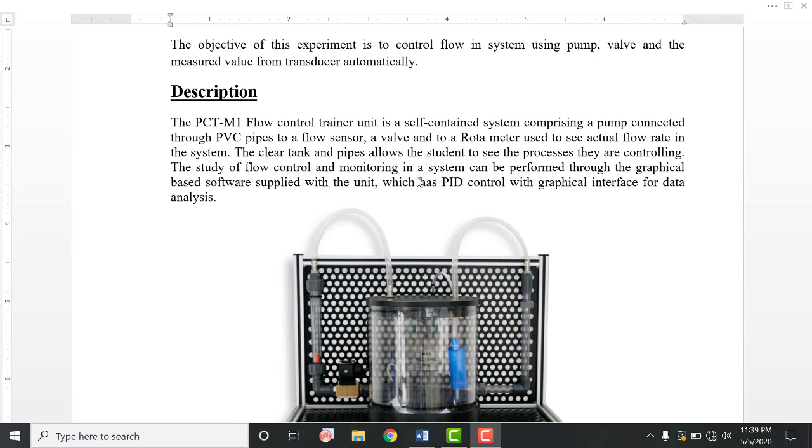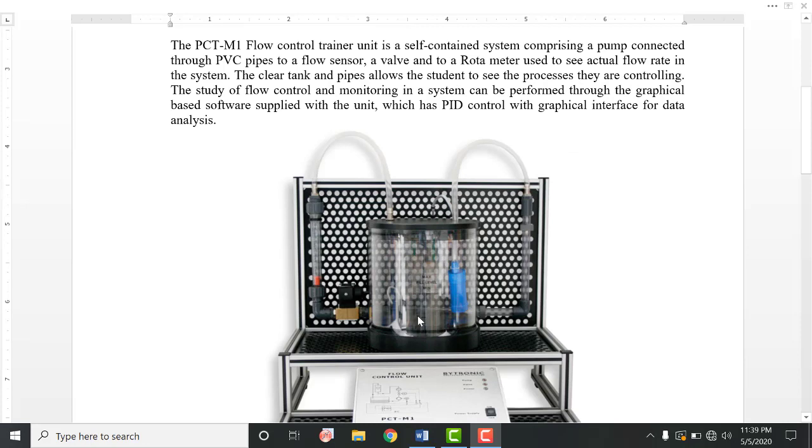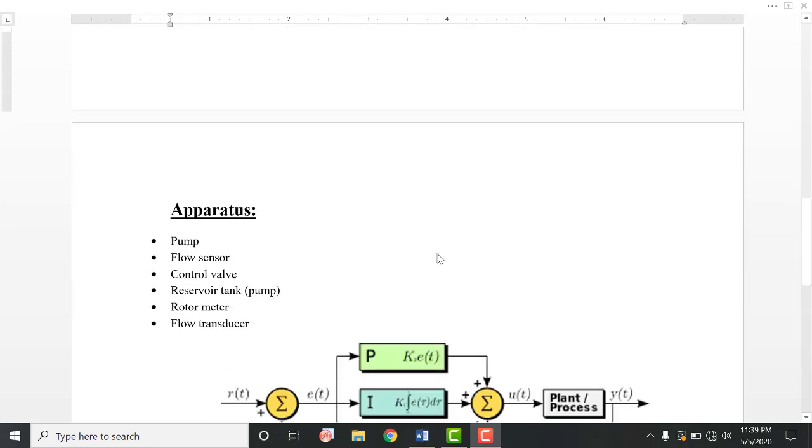The study of flow control and monitoring in the system can be performed through graphical based software. The graphical based software is PCUSIM, which stands for Process Control Unit Simulation Software, which allows you to control your pump and valve using the PID controller. With the help of that graphical software you can easily control your water level, and you can graphically see that in this water tank. So the apparatus consists of a single pump, flow sensor, control valve, reservoir tank, a rotameter and flow transducer.